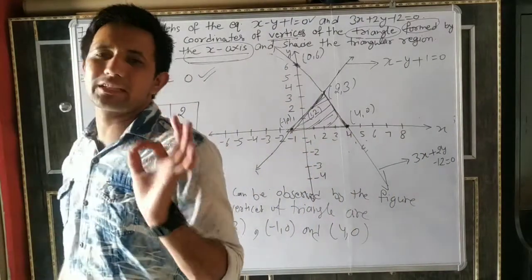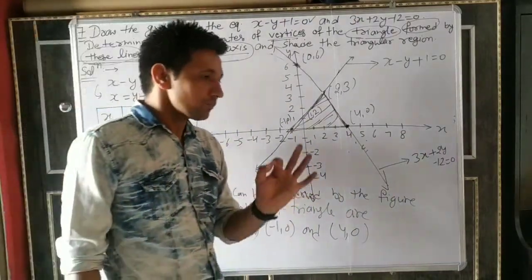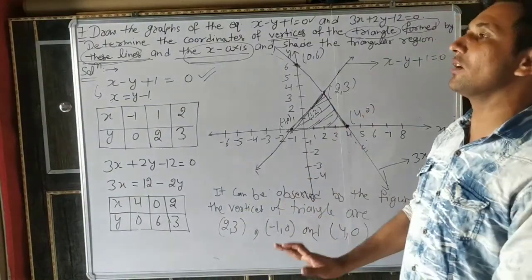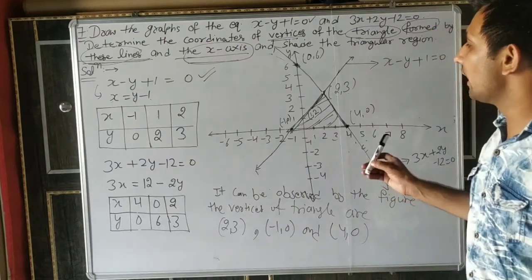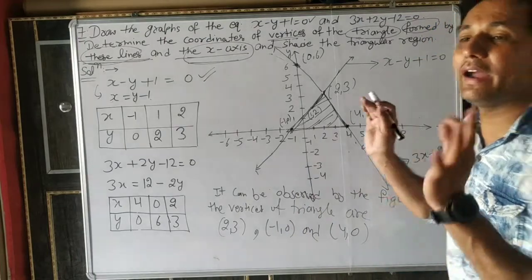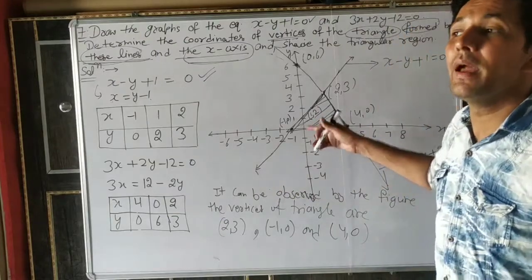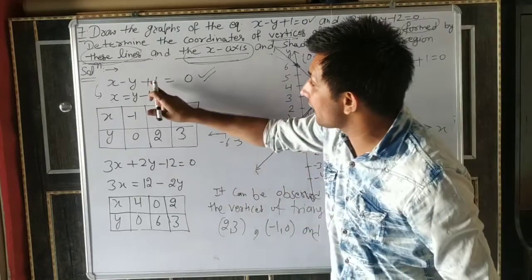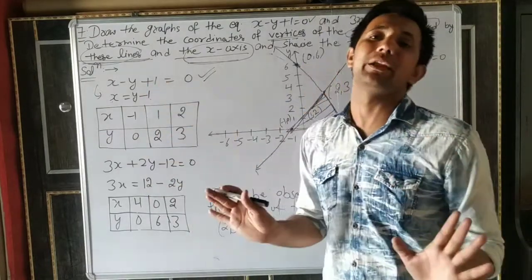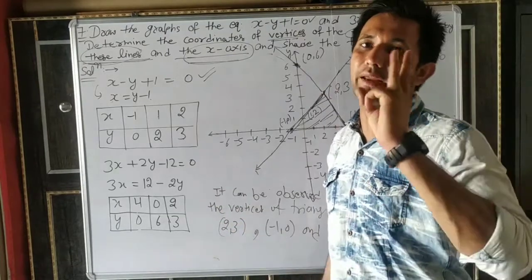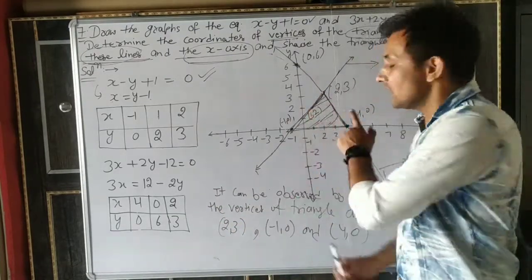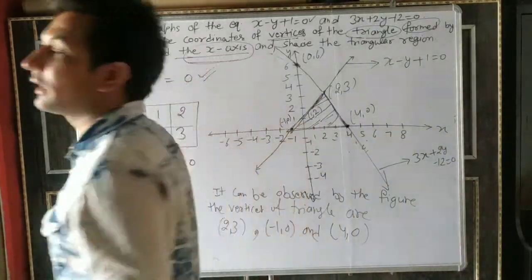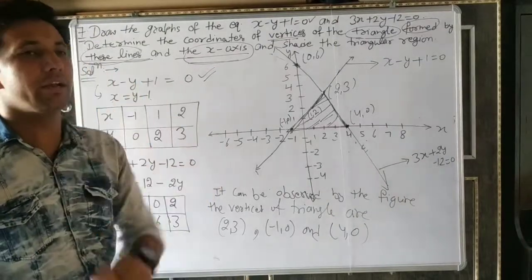In the next class we will start exercise 3.3. Till now we have only learned how to find the solution graphically. But in the next class we will learn that there is no need to draw graphs. We will directly solve these equations algebraically. So we will learn 3 methods. One method is graphical. The second method is algebraic, and in algebraic we will learn 3 methods.